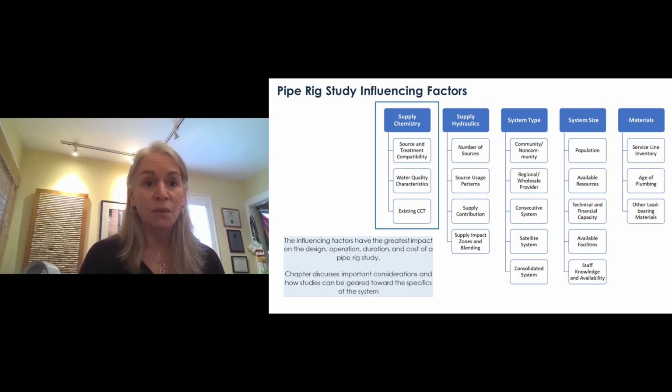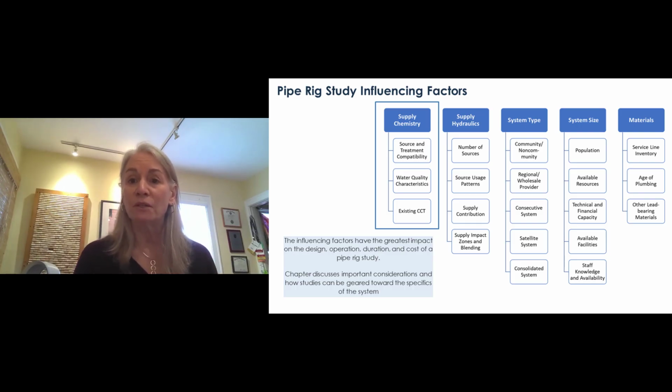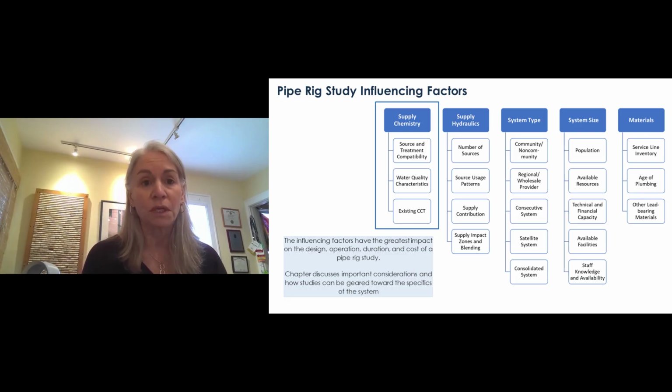But today, I just want to take a little bit of time to focus on some of the supply chemistry influencing factors, since that goes back to those drivers. Are the types of changes we're making big enough to potentially warrant a corrosion control study or a pipe rig?